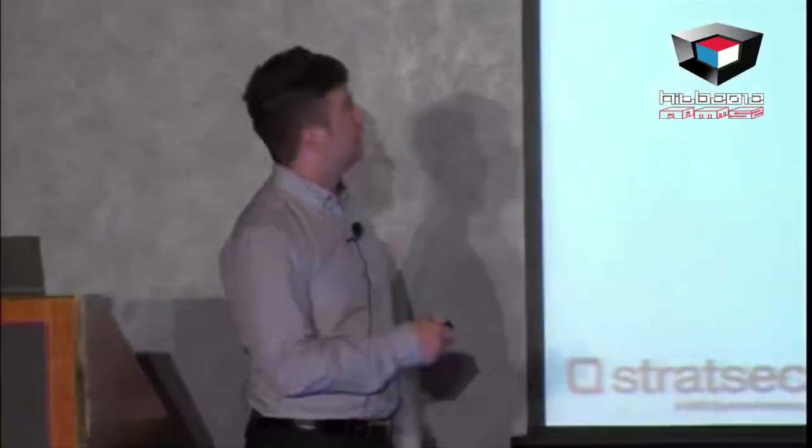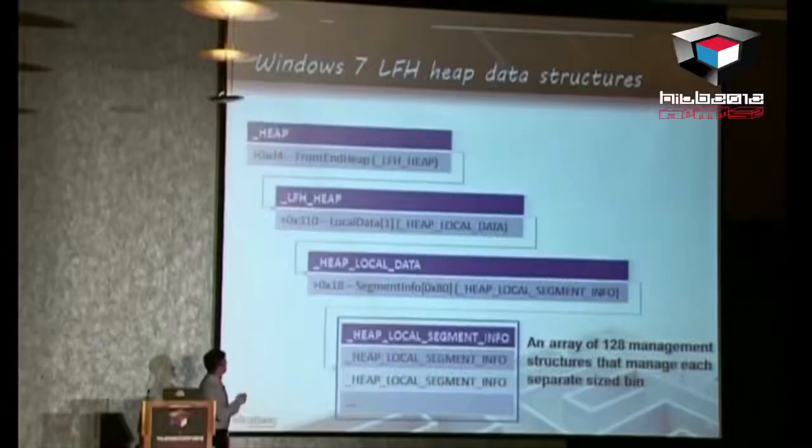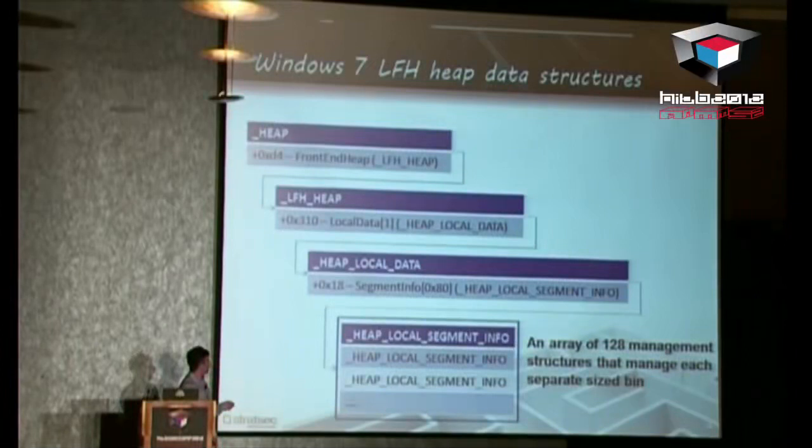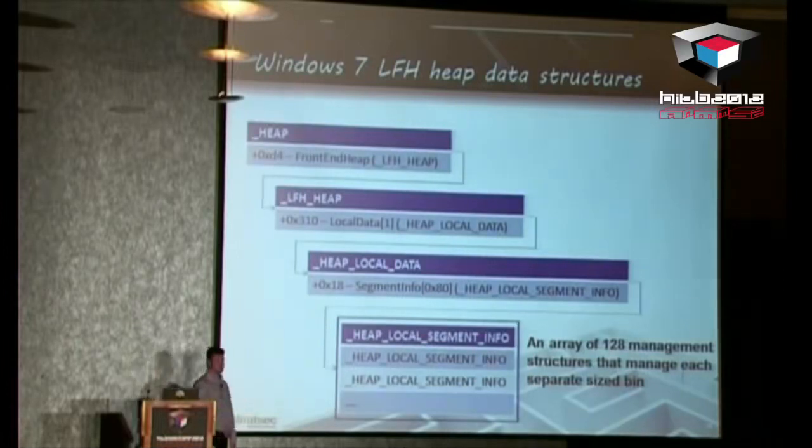The actual front end, the low fragmentation heap, starts off by having a pointer to the low fragmentation heap from the actual heap base. And then it has another data structure here called local data. And then there's a local data segment info, which is actually an array of more management structures. So essentially it's just a heap within a heap, right? It's more management structures inside another management structure, which then is inside another management structure. But what we're going to be focusing on mainly is actually this data structure here.